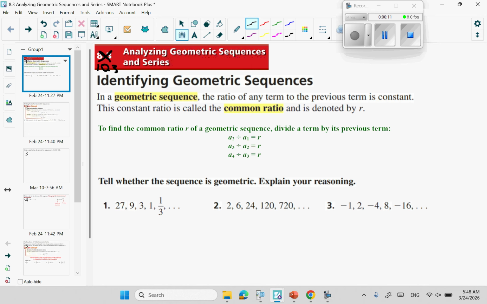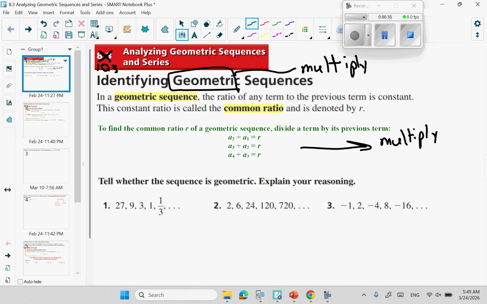Okay, so remember that geometric is always defined by multiplying. Even in the case where it's getting smaller. So I'm multiplying to the right.